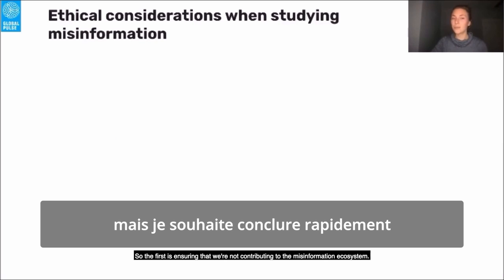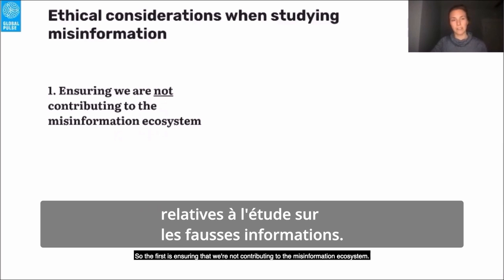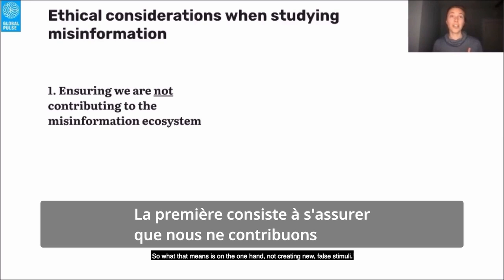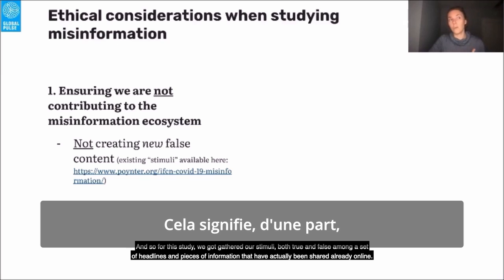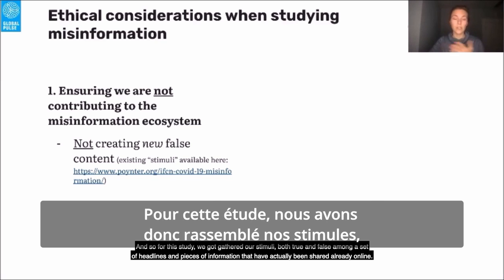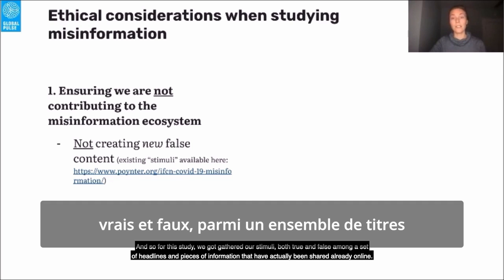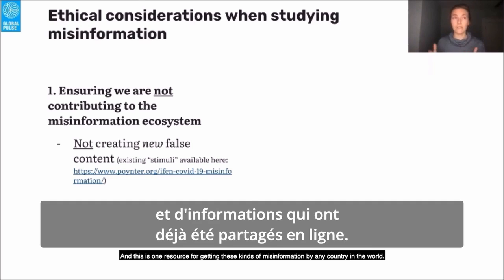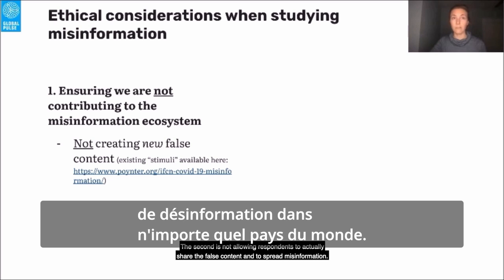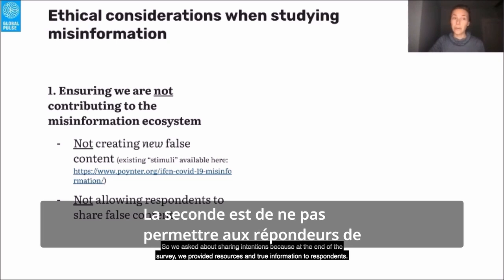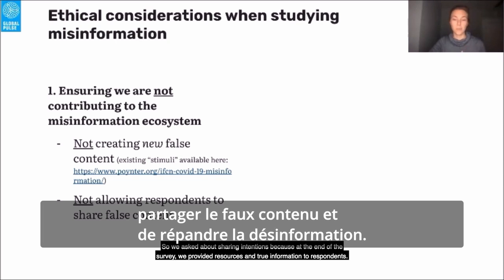But I just want to quickly conclude with some ethical considerations when studying misinformation. So the first is ensuring that we're not contributing to the misinformation ecosystem. So what that means is, on the one hand, not creating new false stimuli. And so for this study, we gathered our stimuli, both true and false, among a set of headlines and pieces of information that have actually been shared already online. And this is one resource for getting these kinds of misinformation by any country in the world. The second is not allowing respondents to actually share the false content and to spread misinformation.